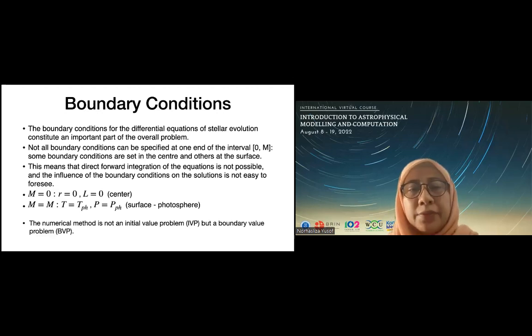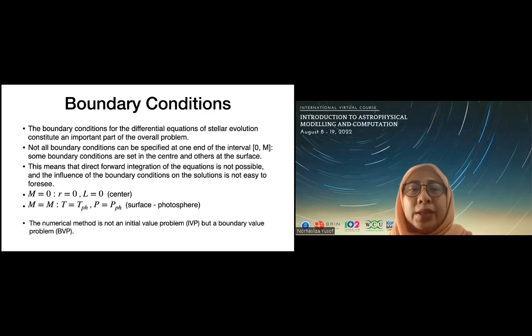Another one we have to set is at the surface. So we set the mass at a particular m. m can be anything; you can set, for example, 1 or 10, whatever. And then T is the temperature at the photosphere, the surface of the photosphere, and also the pressure at the photosphere. So this is the boundary condition that we have to set, both at the center and the surface.